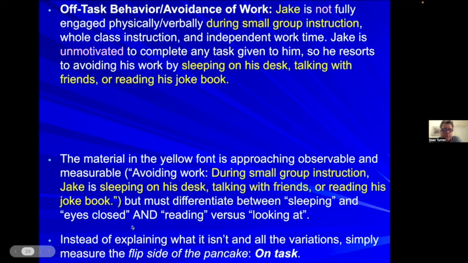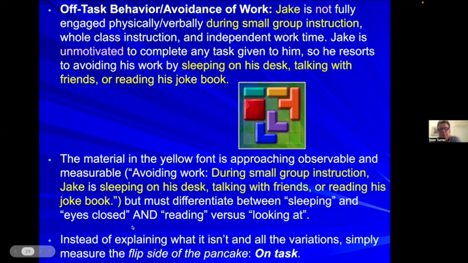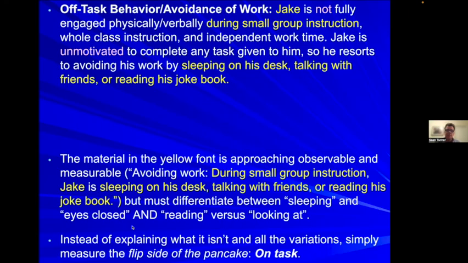And we can sometimes differentiate for those two. So I hope that we see how, I would just say it's not like one is wrong and one is right. I would just use the word one is more optimal for being successful in creating an intervention plan. If you just say is not fully engaged physically or verbally, it's going to be really hard to collect data on that and then create a plan. But if you were to be precise to collect data on is avoiding work by sleeping on the desk, talking with friends, or reading his joke book, those are things that can be easily measurable.